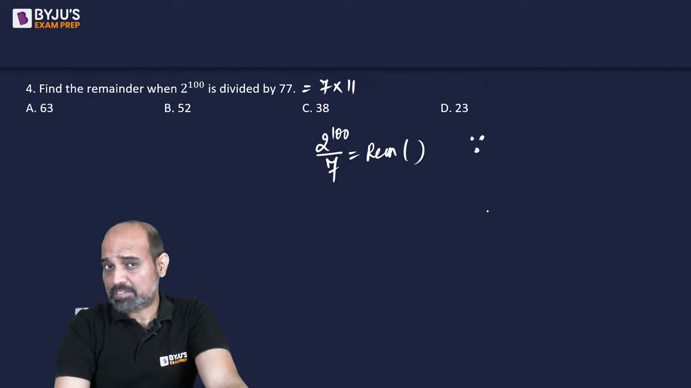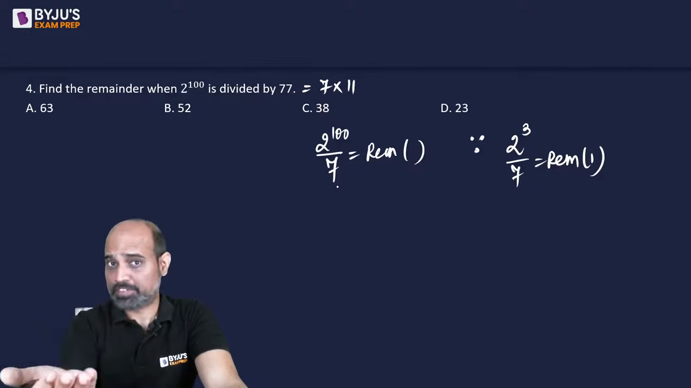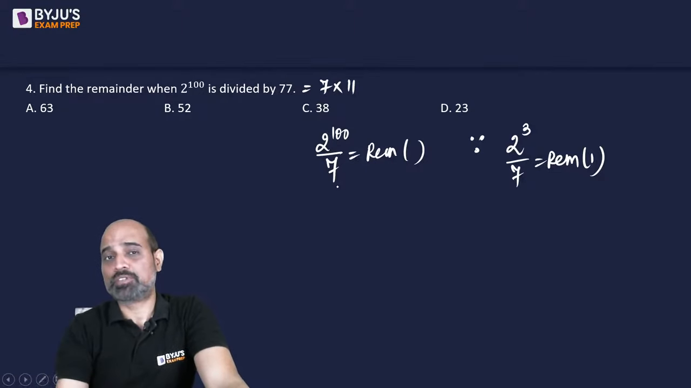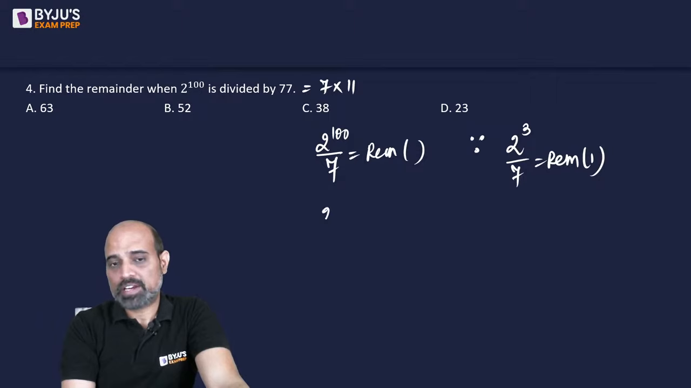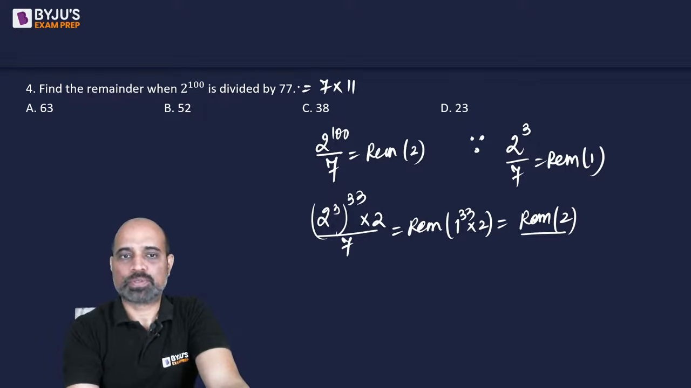Now, looking at 7 and powers of 2, we pretty much know that 2 to the power 3, that is 8, when divided by 7 will give you a remainder of 1. So we need to write the dividend, 2 to the power 100, in terms of 2 to the power 3s. We can write 2 to the power 100 as 2 to the power 3 whole to the power 33, that is 99, into 2, when divided by 7. So the first term gives 1 to the power 33 while the second one is 2. So we get the remainder as 2 for the first one.